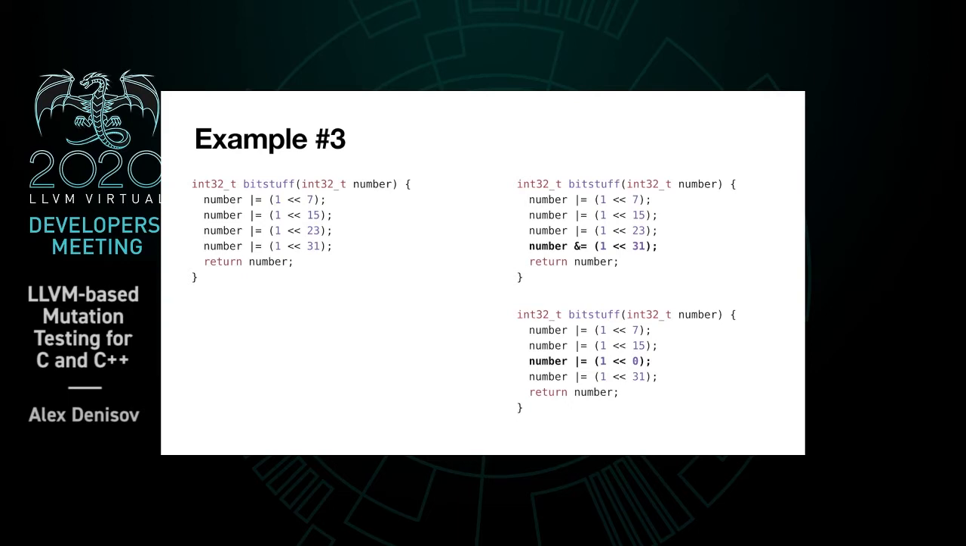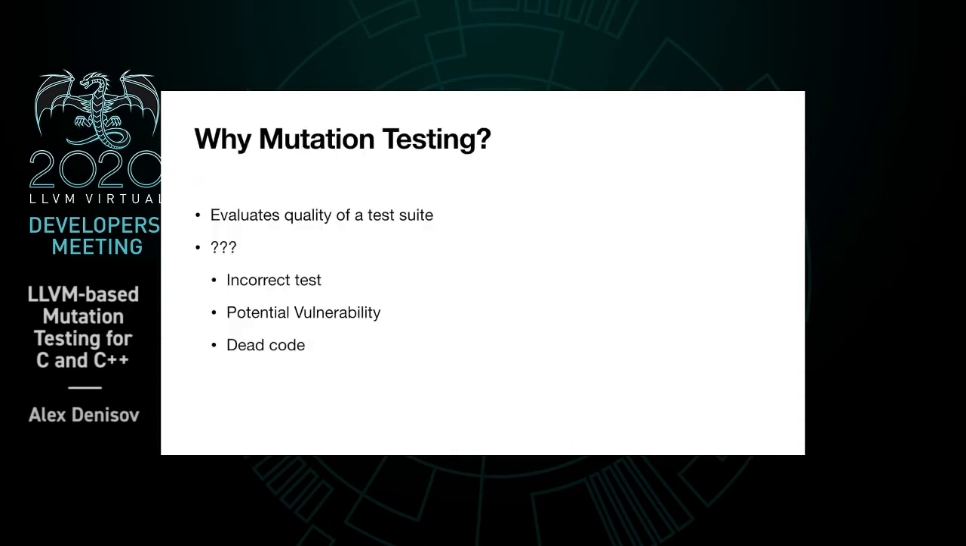Half of them were detected, while the other half not. It turned out that any changes to the upper 16 bits of the number did not change anything. The program was only using the lower 16 bits. In this case, we could just drop the dead code and use the int16 instead, as in the lower left function. With this example so far, we've seen an issue with the test, we've seen a potential vulnerability, and we also found some dead code.